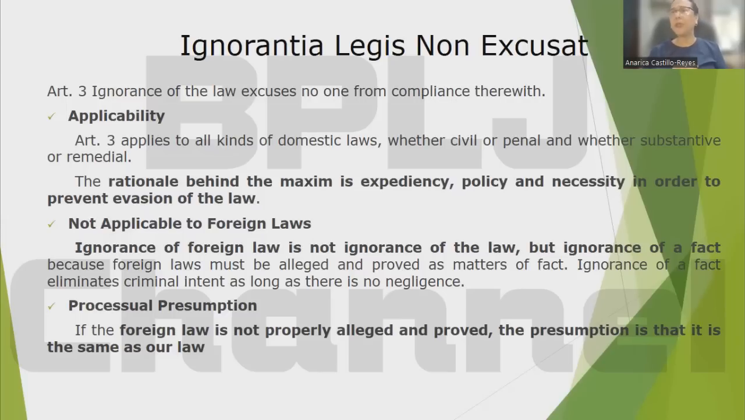Okay. What about foreign laws? Are you presumed to know the foreign law? If the foreign law is not properly alleged and proved, the presumption is that it is the same as our own law. So when we say ignorance of the law excuses no one from compliance, I am referring to Philippine laws. Okay? You are not presumed to know foreign laws. Foreign laws in our jurisdiction must be proved as a fact in accordance with the rules on evidence.